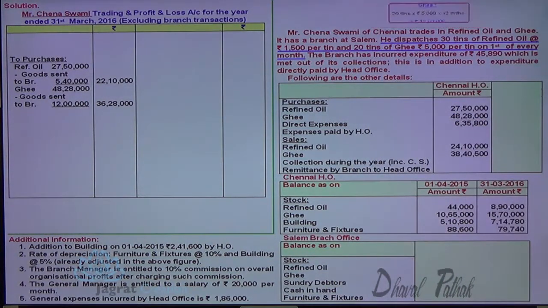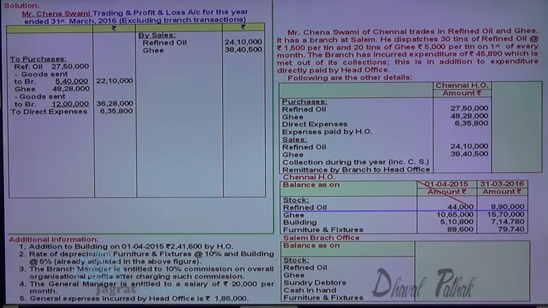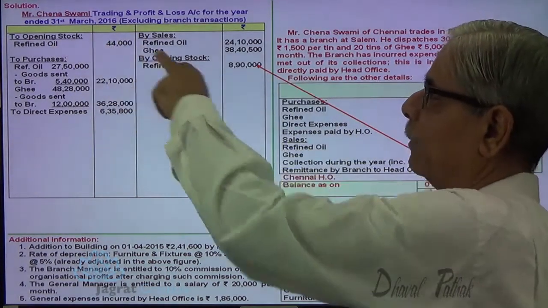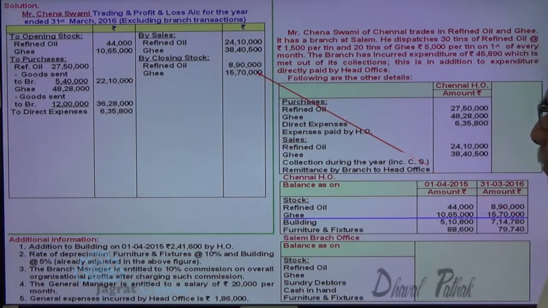So purchases are recorded, direct expenses debited to trading account. Sales of refined oil credited to trading account. Sale of ghee credited to trading account. Opening stock of refined oil is debited and closing stock will be credited to the trading account. Opening stock debited, closing stock credited. Opening stock of ghee debited, closing stock of ghee credited over here.